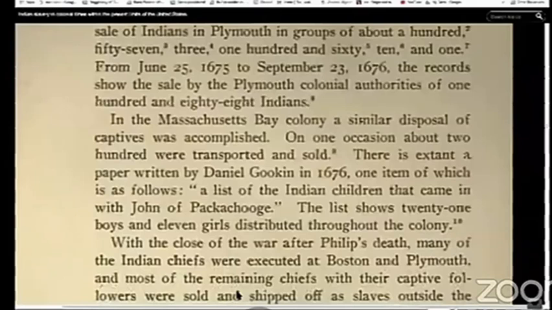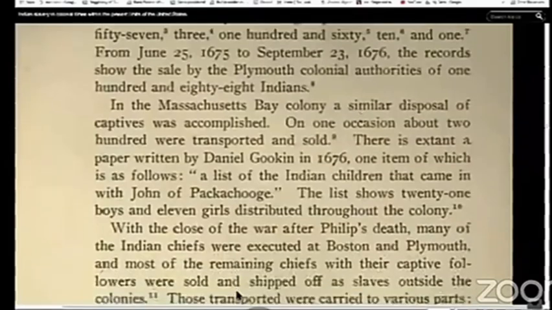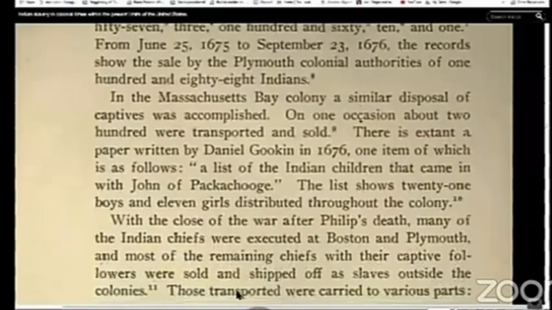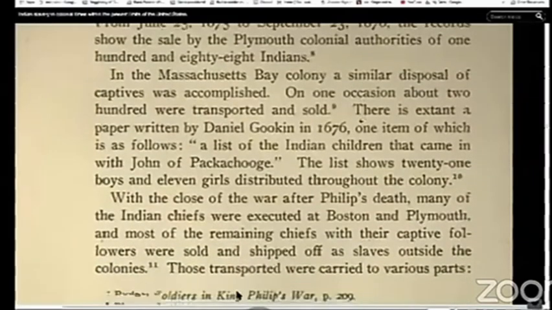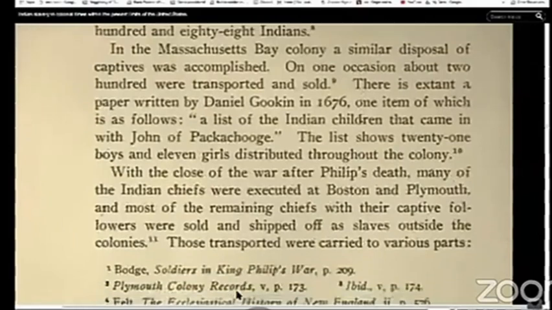The list shows 21 boys and 11 girls distributed throughout the colony. With the close of the war after Philip's death, many of the Indian chiefs were executed at Boston and Plymouth, and most of the remaining chiefs with their captive followers were sold and shipped off as slaves outside the colonies. You see what they did, right? This is your ancestors, right? Where were they shipped off to? Could one of those places be Cape Verde?